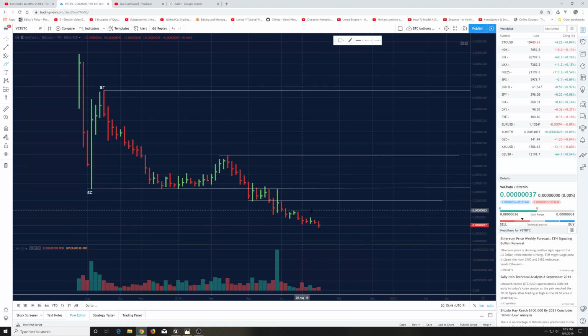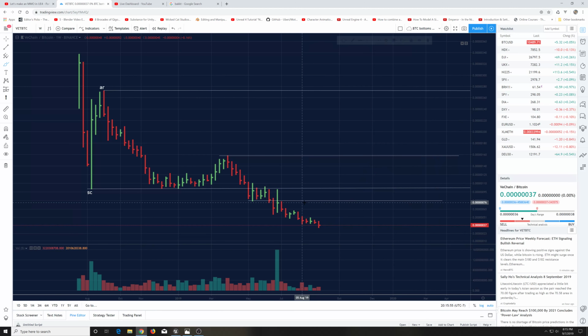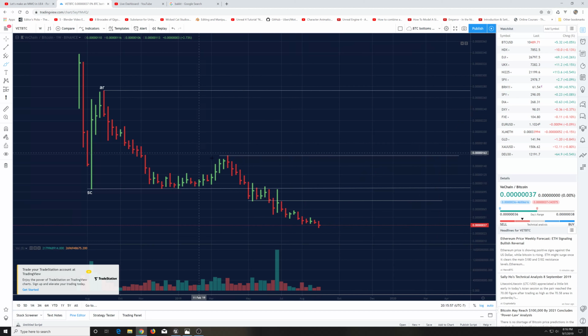But then what happens after that? This is just a really long campaign. That's all. Then it comes up and then it does its thing. But this is a really long-term hold. This is not a, oh, I'm going to get a Lambo here in 3 days. It's not one of those. It's a really long-term hold. But I really, really like Vechain.